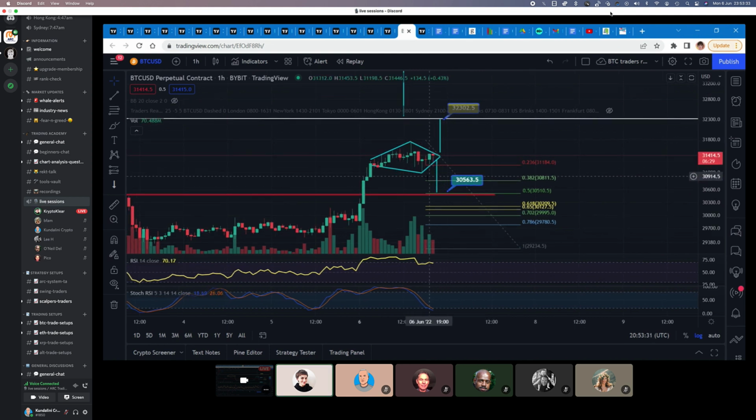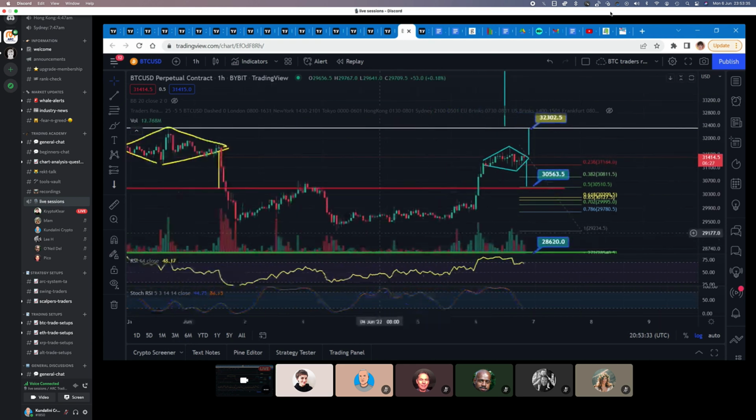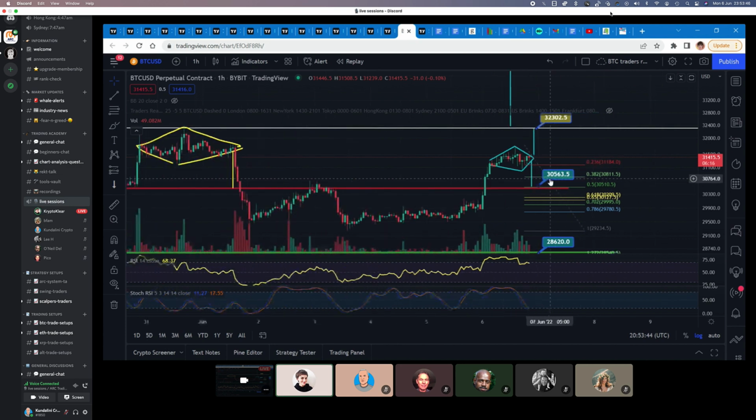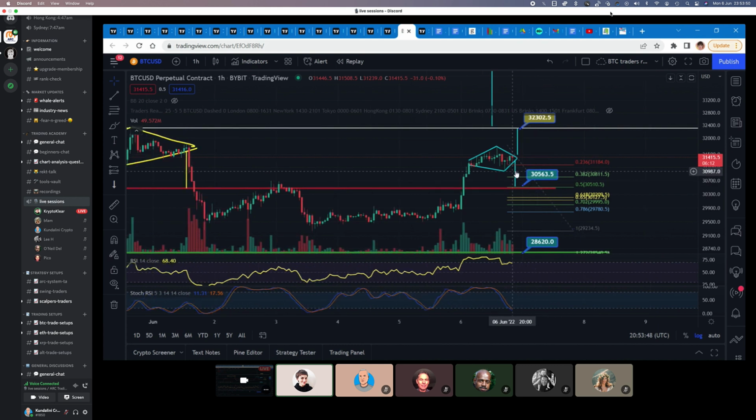If we do break down out of this diamond top, just like we did last week, I think we're heading towards the 30,600 or 500 range. I have my target at 600 just to make sure I get the 0.5 correction.